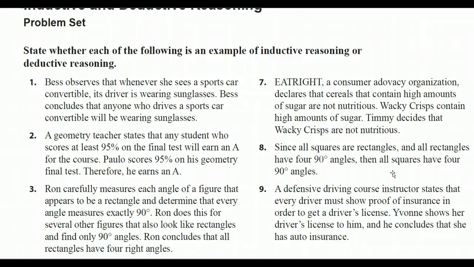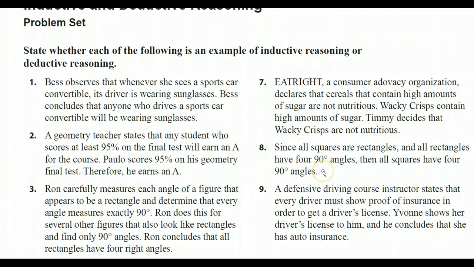Since all squares are rectangles and all rectangles have 4 90-degree angles, then all squares have 4 90-degree angles. Okay, this is similar to question 3. It's kind of the opposite of question 3. So we're going from a general statement, and it's a factual statement. Since all squares are rectangles, okay, we know that's true, and all rectangles have 4 90-degree angles, then all squares have 4 90-degree angles, okay?